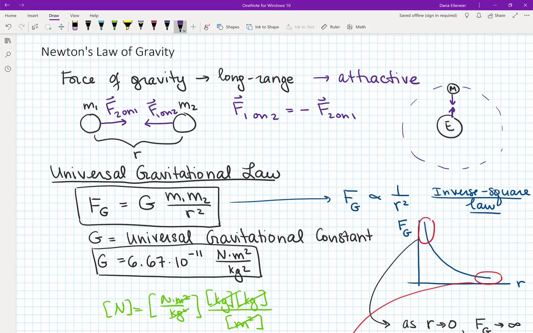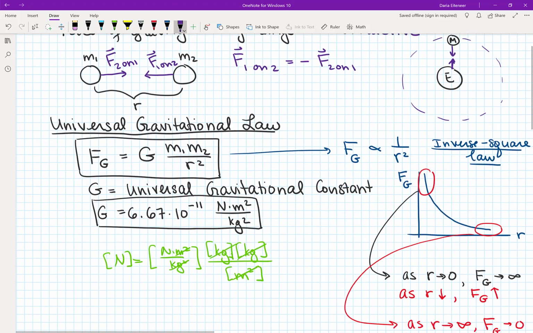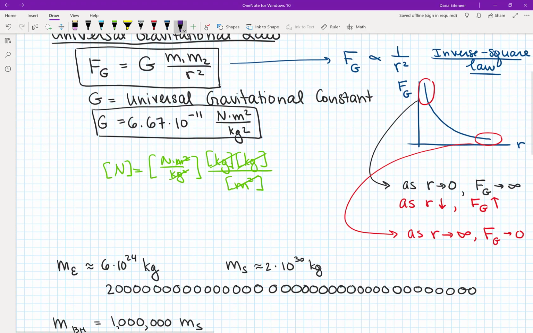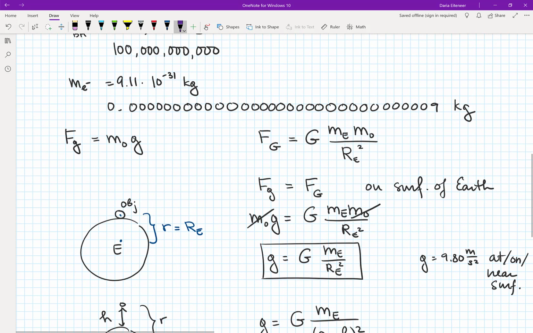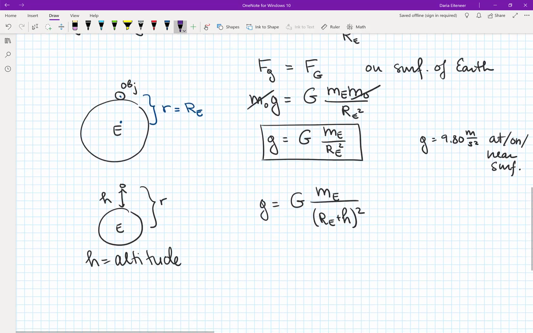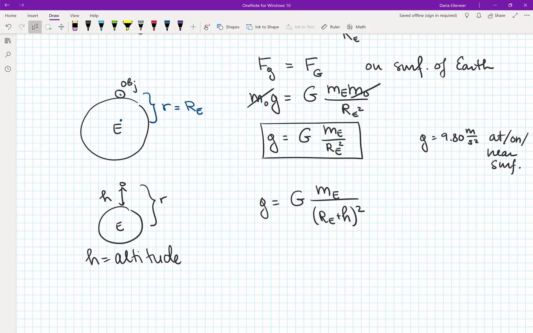We'll talk about orbits a little bit more in the next set of lecture notes. But all of this stuff here about the universal gravitational law, keep in mind that this really does apply to everything.